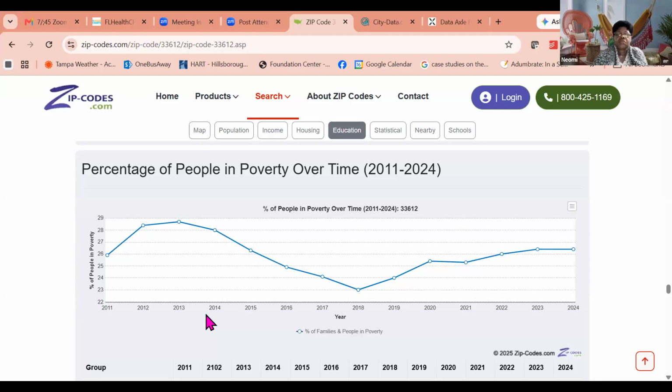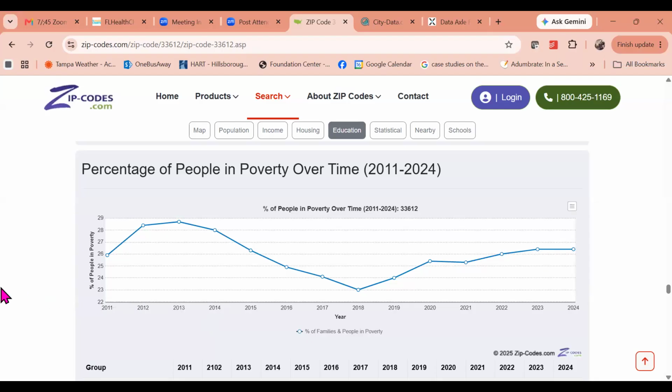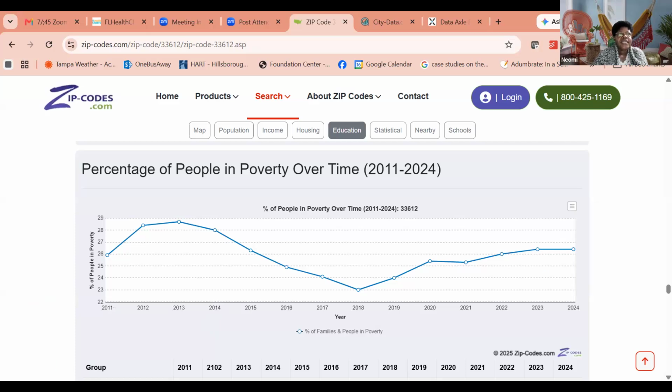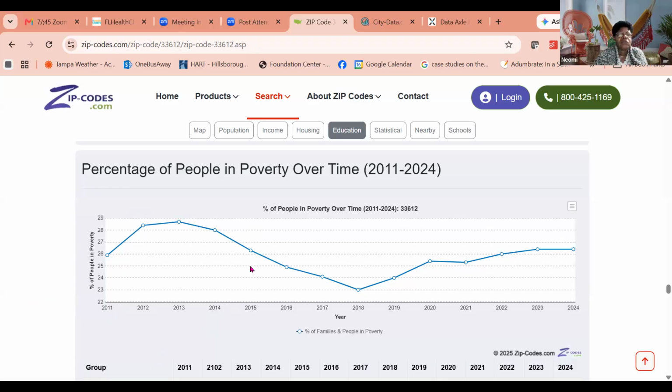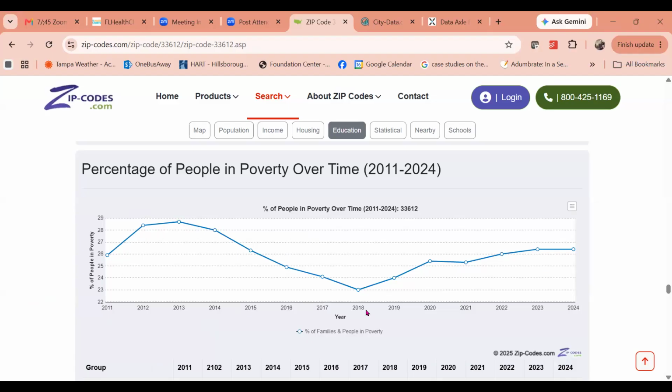When did you move into your neighborhood? 1996. Oh, 30 years ago. Well, this only goes back to 2011, when numbers really start to go up. And then it started to go all the way down in 2018. And now the poverty level is going back up again.